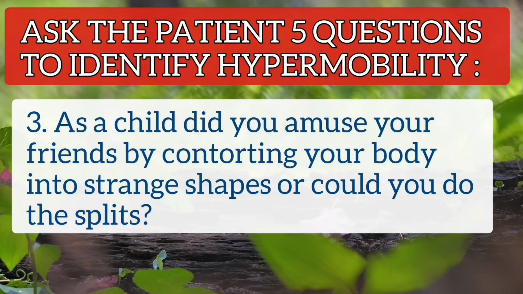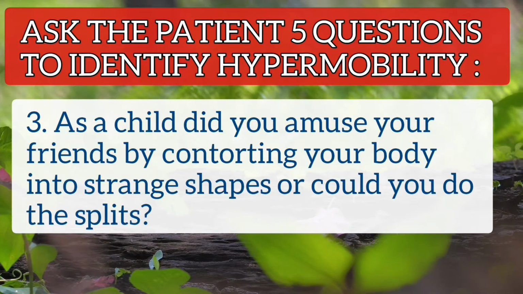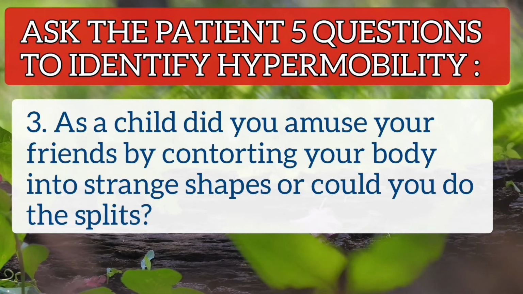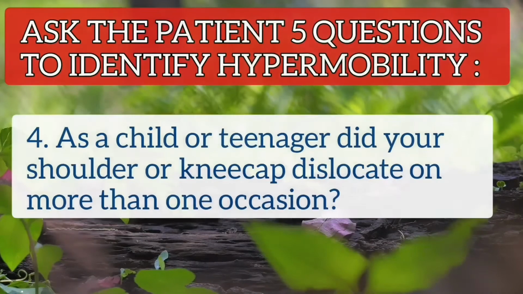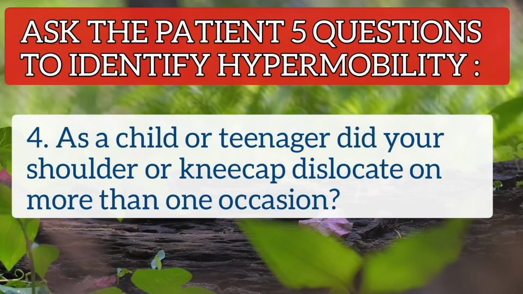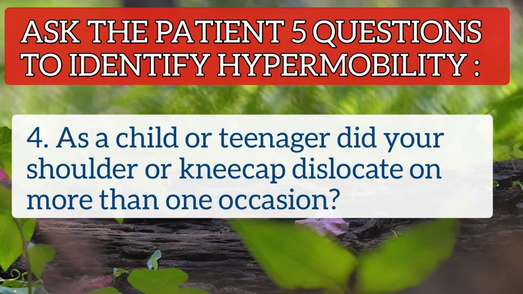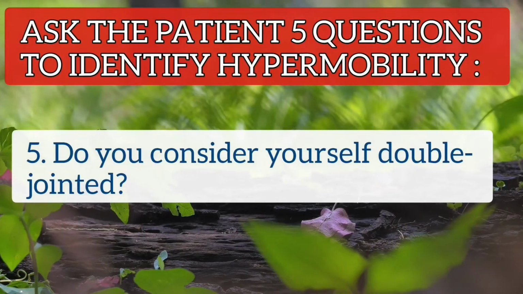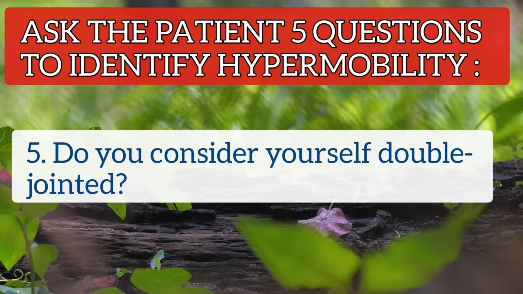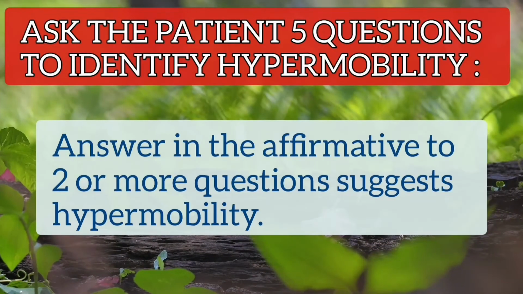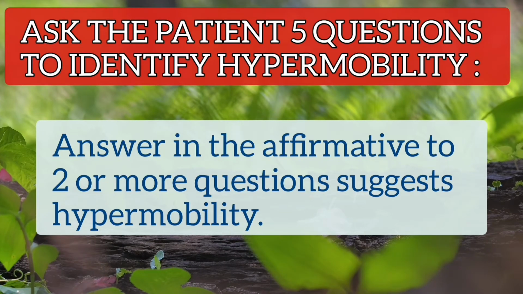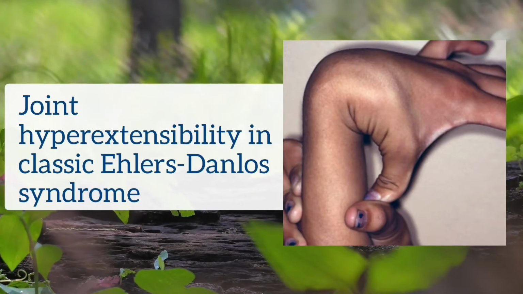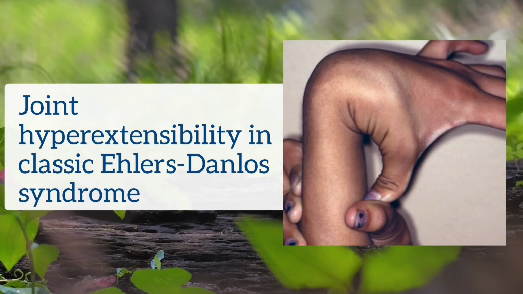Third question is, as a child did you amuse your friends by contorting your body into strange shapes, or could you do the splits? Fourth question, as a child or teenager, did your shoulder or kneecap dislocate on more than one occasion? Fifth question, do you consider yourself double jointed? Now, answering in the affirmative to 2 or more questions above suggests hypermobility.